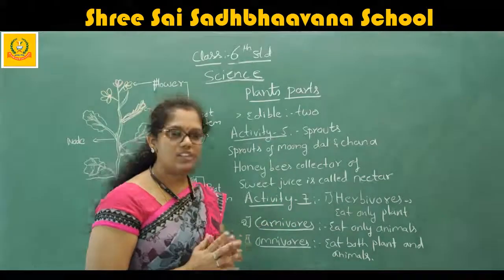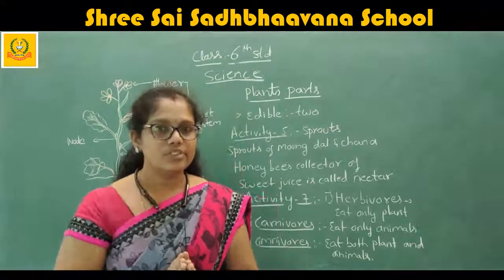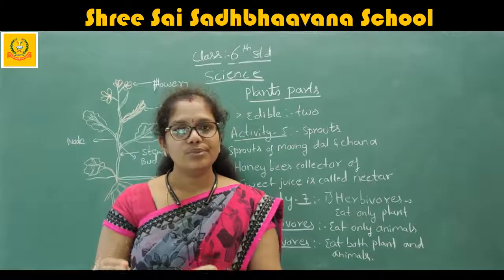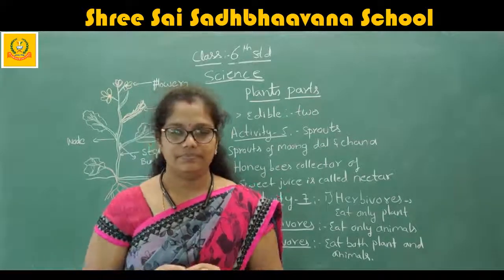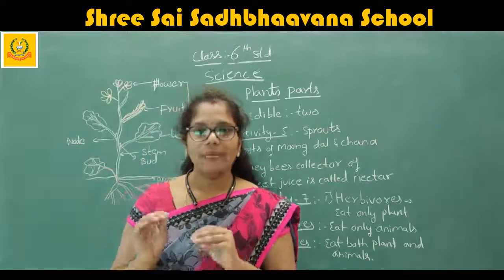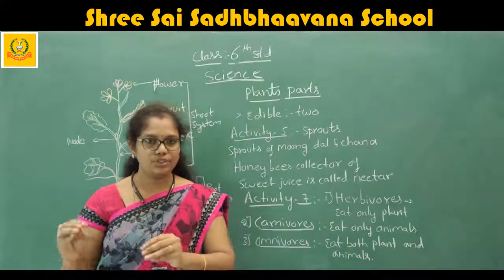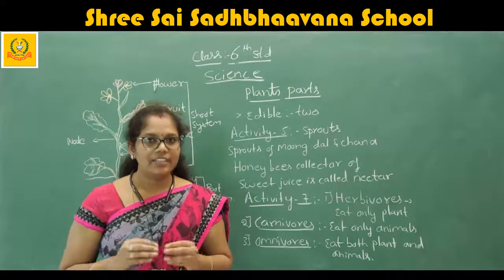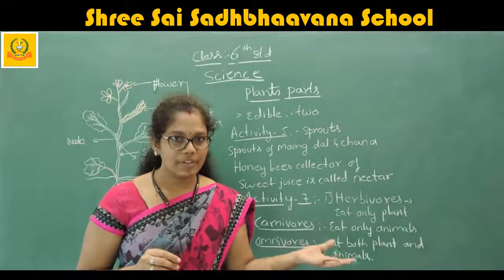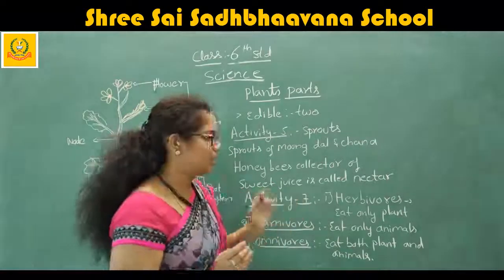What is this herbivorous? What is this type of animals? If you see the definition of herbivorous, they are the animals which eat only plants. For example, the giraffe eats only plants, right? The elephant also eats only plants. Cow, buffalo, sheep are some examples of herbivorous.